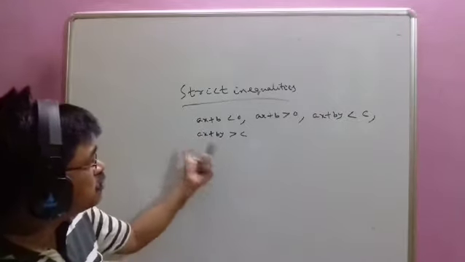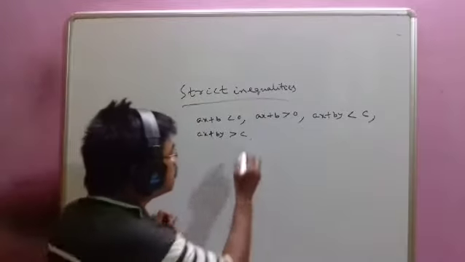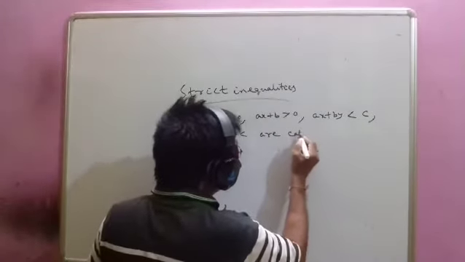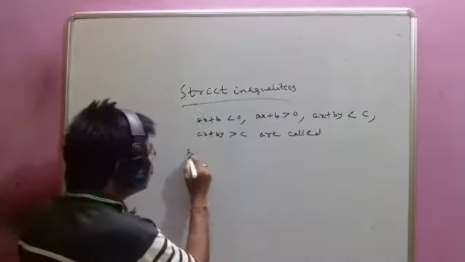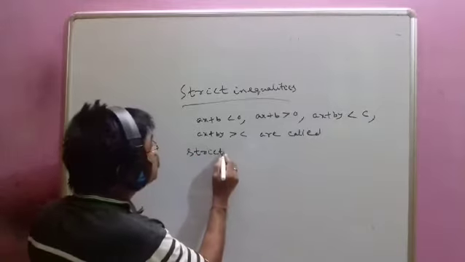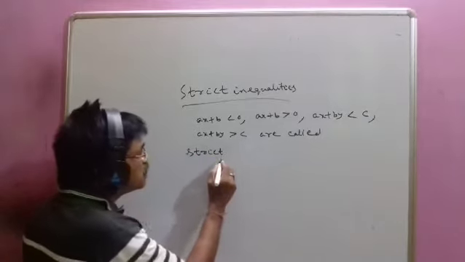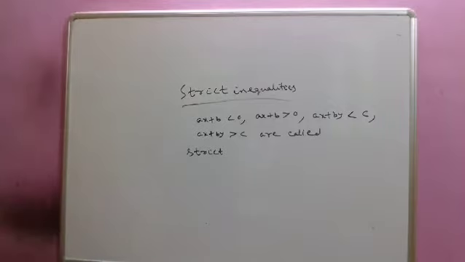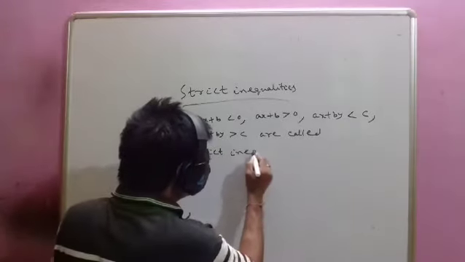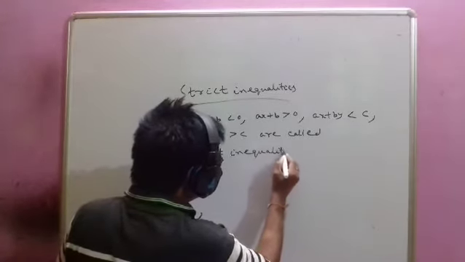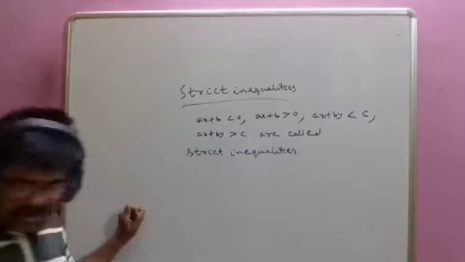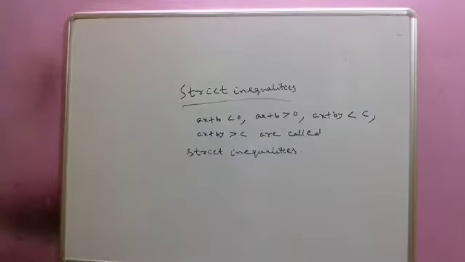This type of inequalities are called strict inequalities. You write: these are called strict inequalities. Okay, so please take it. This is called strict inequalities.